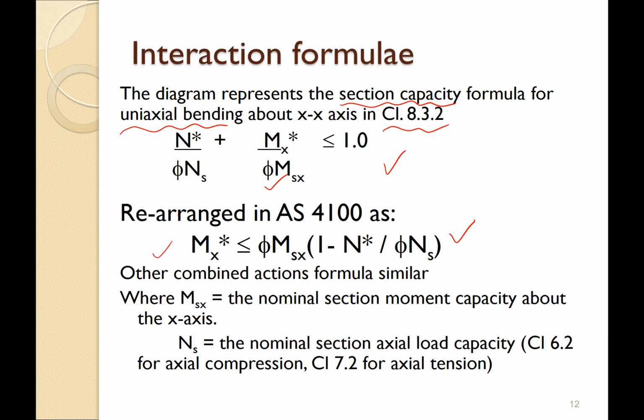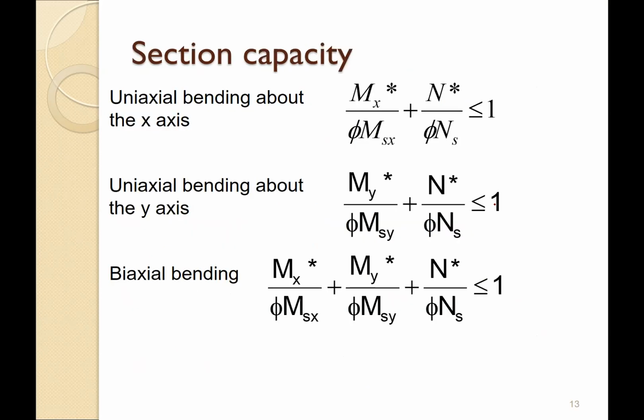Other combined actions formula similar. And in this case, we have MSX is the nominal section moment capacity about x-axis. Yes, obvious. NS is the nominal section load capacity, clause 6.2 for axial compression and clause 7.2 for axial tension. And N star is the applied compression force. You already know that. That's N star, factored compression loading. So if you consider uniaxial bending about the x-axis, this expression is this. Mx star over phi times MSX plus N star over phi times NS less than or equal to 1.